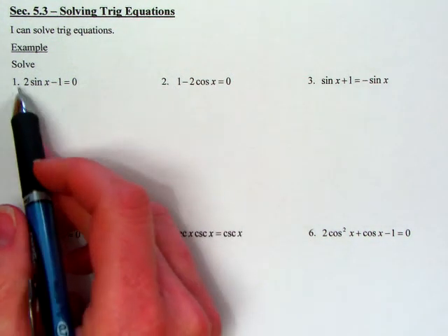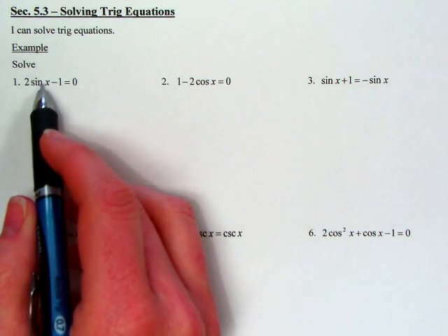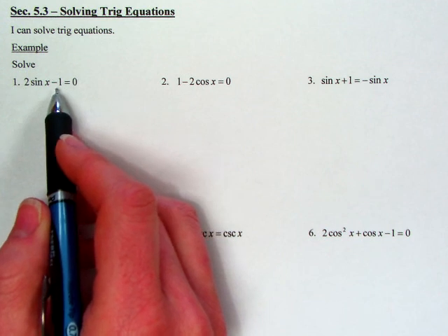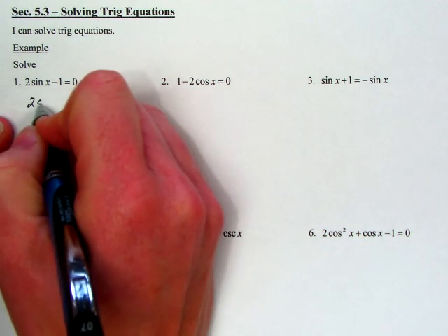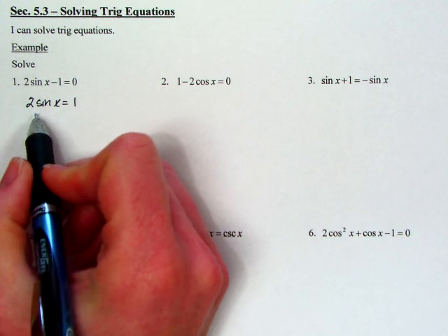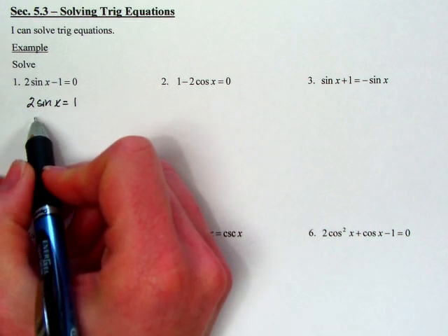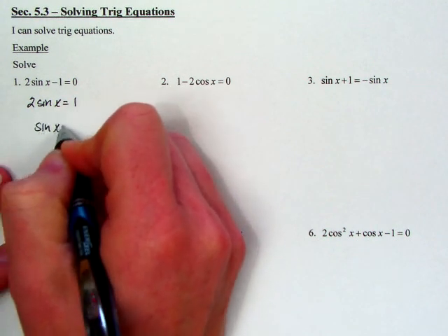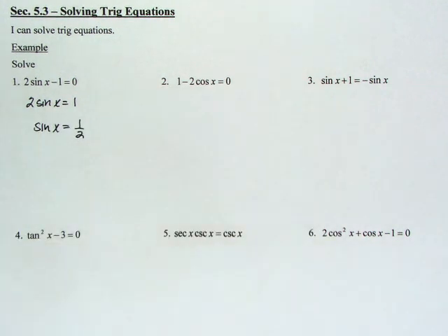So if you were looking at this and trying to solve for x, most people would tell me you're going to add 1. So 2 sine x equals 1. Then most students, if I asked them what would happen next, they'd say, oh, I'd probably divide by the 2. So sine x equals a half. So it's not really as bad as it looks at first glance.